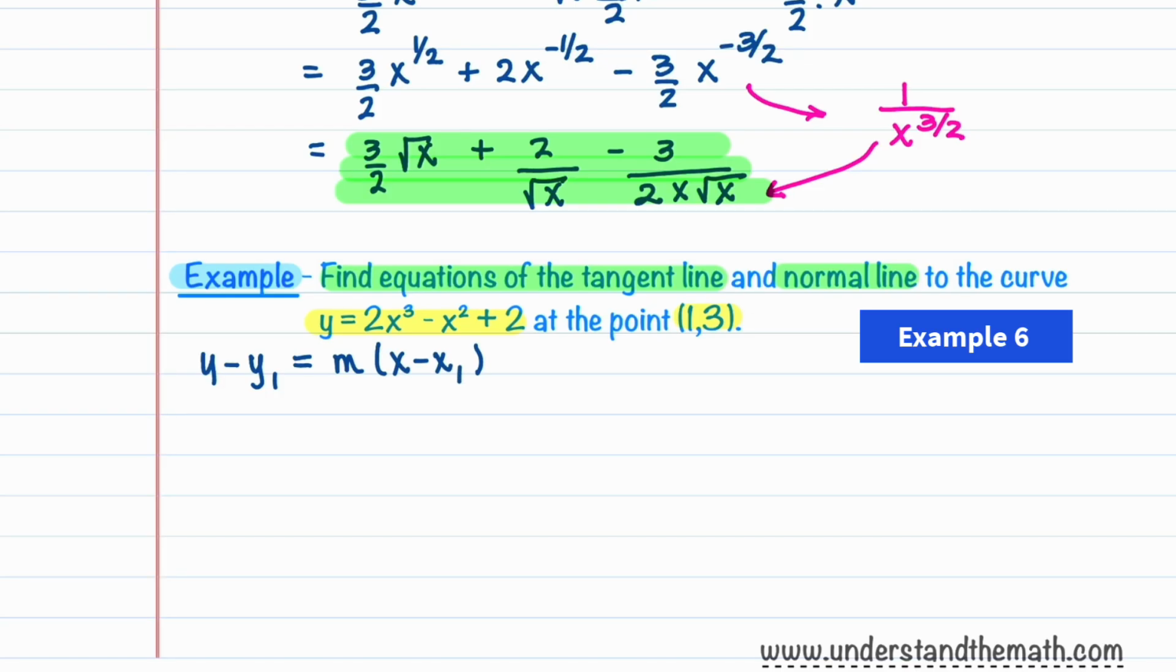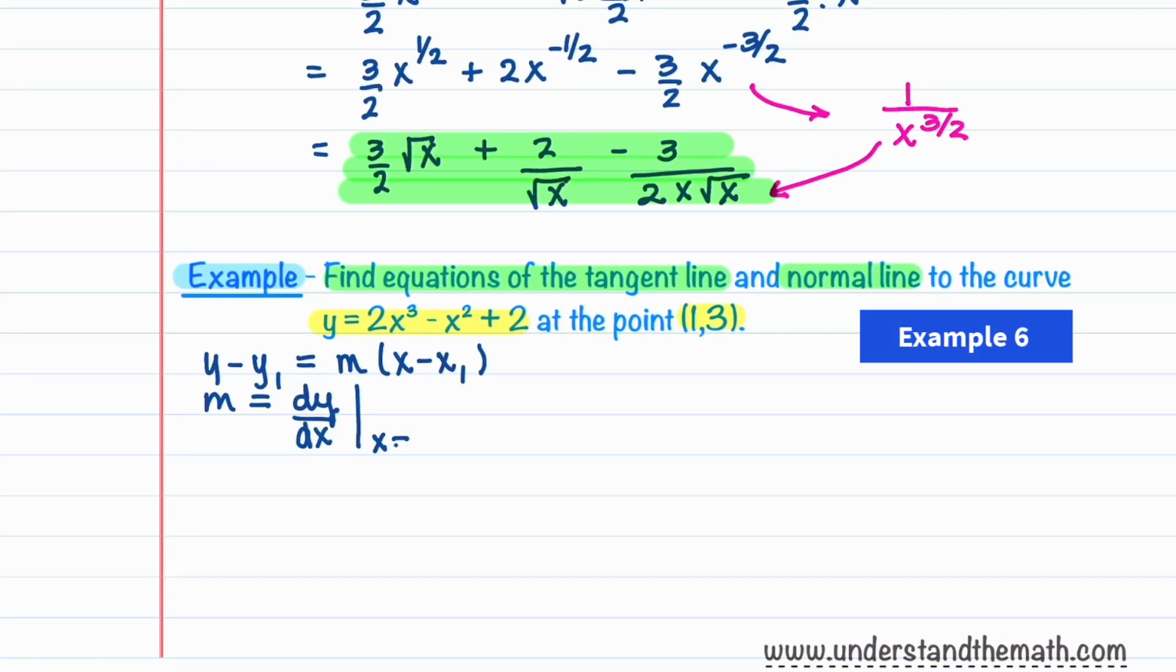The first thing that we need to do is find the slope. So the slope of our equation is the slope of the tangent line to the curve, and that is given by dy/dx. And we want to find that at the point 1, 3. So that means x is equal to 1. So I'm just going to put down x is equal to 1.